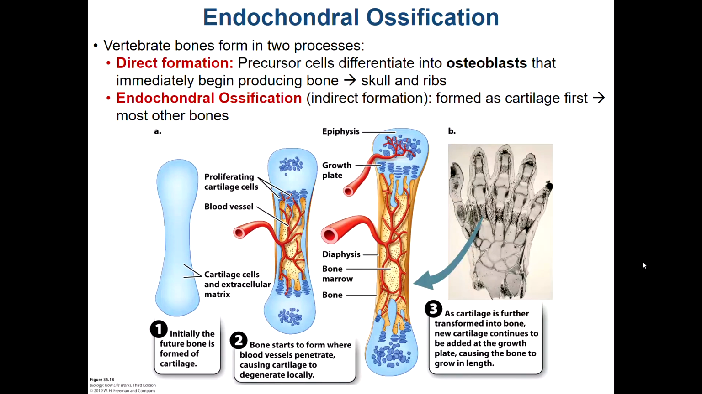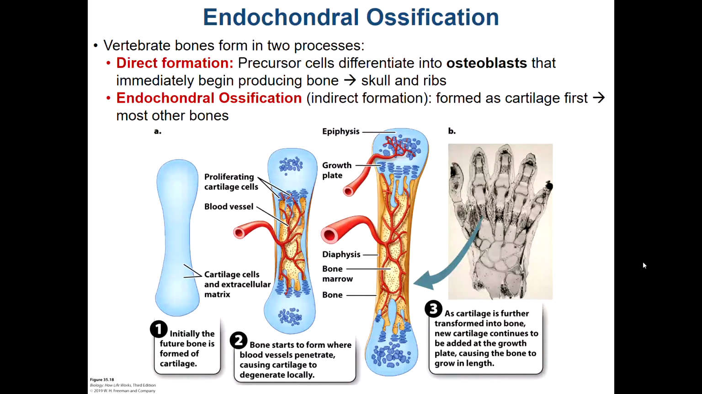So how are vertebrate bones formed? There are two different ways that vertebrate bones can be formed. The first is through direct formation. In direct formation, precursor cells initially differentiate into osteoblasts, and these osteoblasts immediately begin producing bone. This occurs in our skulls and our ribs, which are important places for this to happen because we need these bones to protect important organs.